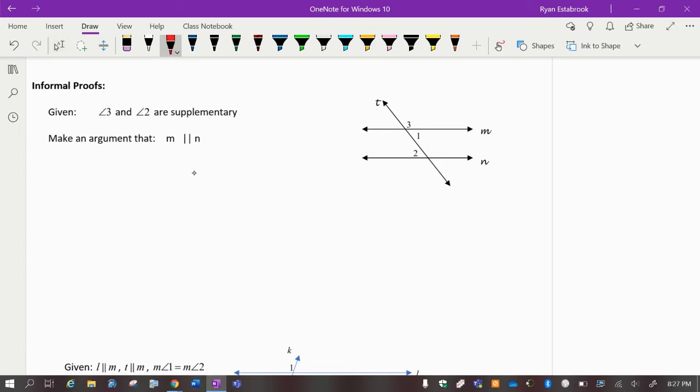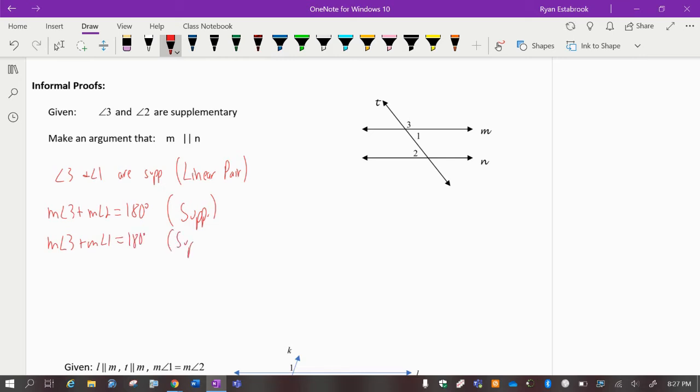And what I would say is that angle 3 and angle 1 are supplements. And the reason for that is because of linear pair. They're linear pairs with each other. And since angle 3 and angle 2 were supplements and that was given, we know that those angles add up to 180 degrees. That is the definition of what it means to be supplements. Likewise, we can say that the measure of 3 plus the measure of 1 also equals 180 for that same reason.